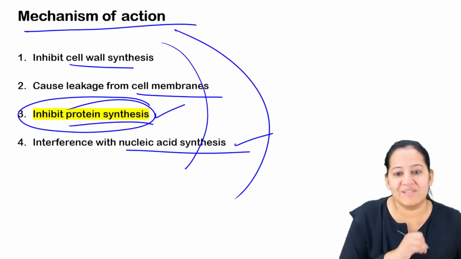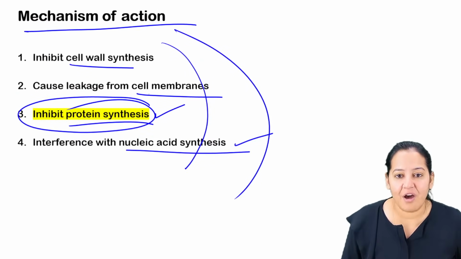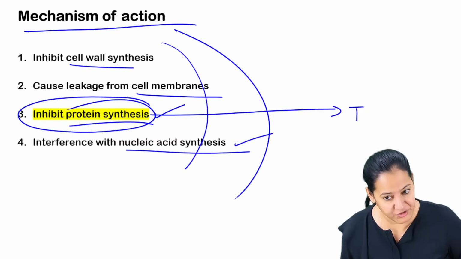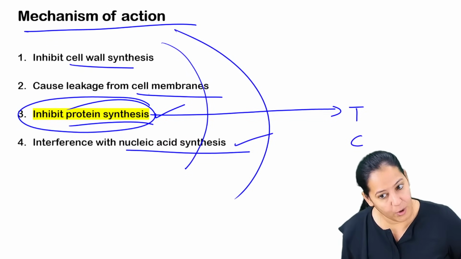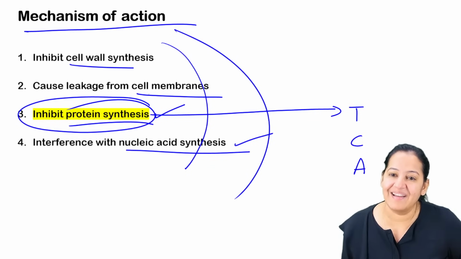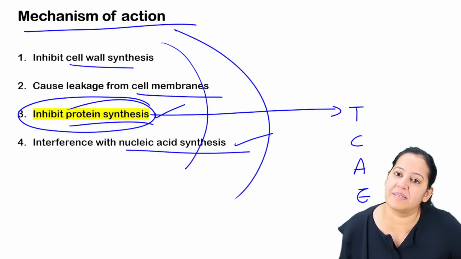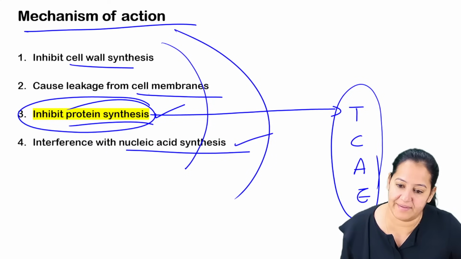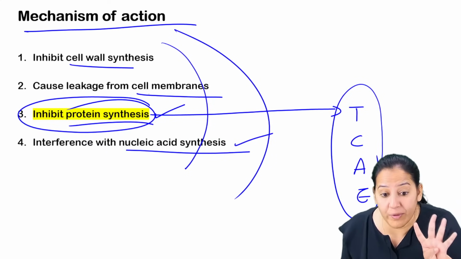So come to protein synthesis inhibitors. Here are 4 drugs I am going to teach you in detail. Tetracycline, chloramphenicol, aminoglycoside, and erythromycin, the macrolide. You can learn TACE or TCA, whatever mnemonic you like. These are the 4 protein synthesis inhibitors.